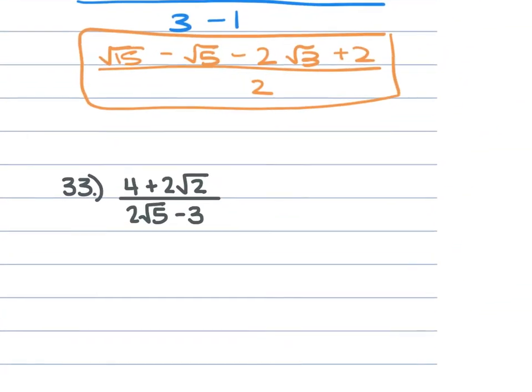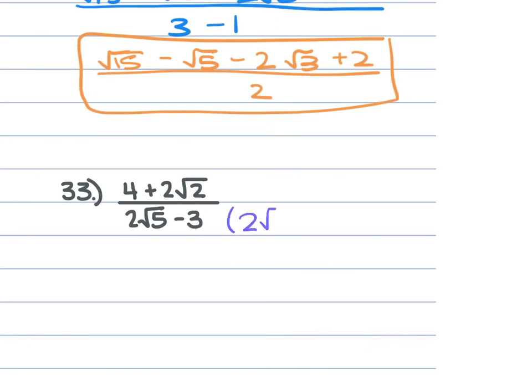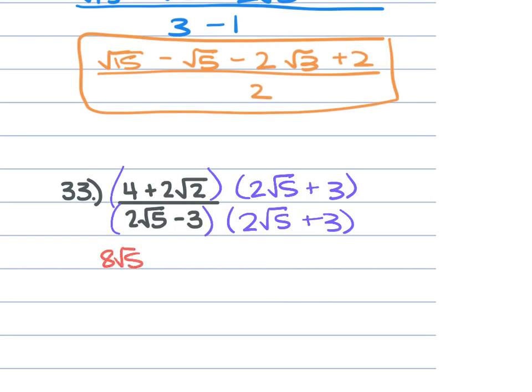For 33, our conjugate of our denominator is 2 square root 5 plus 3. So we are going to put parentheses around the numerator and the denominator and multiply the top and the bottom of this fraction by the 2 square root 5 plus 3. So foiling, 4 times 2 square root 5 is 8 square root 5. 4 times 3 is 12. 2 square root 2 times 2 square root 5 is 4 square root 10. 2 square root 2 times 3 is 6 square root 2.